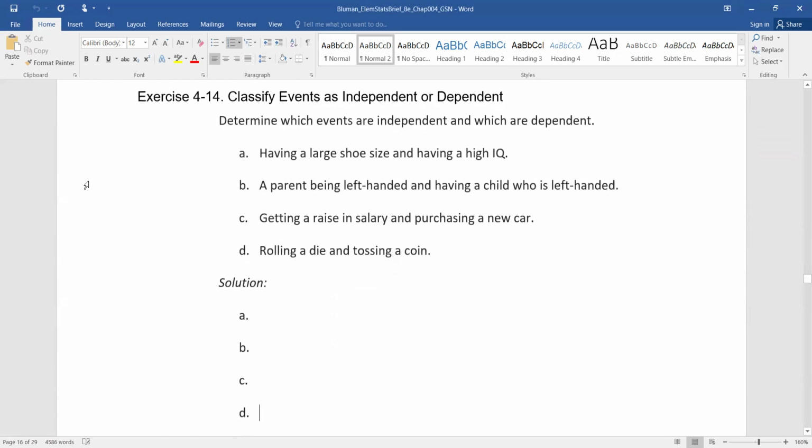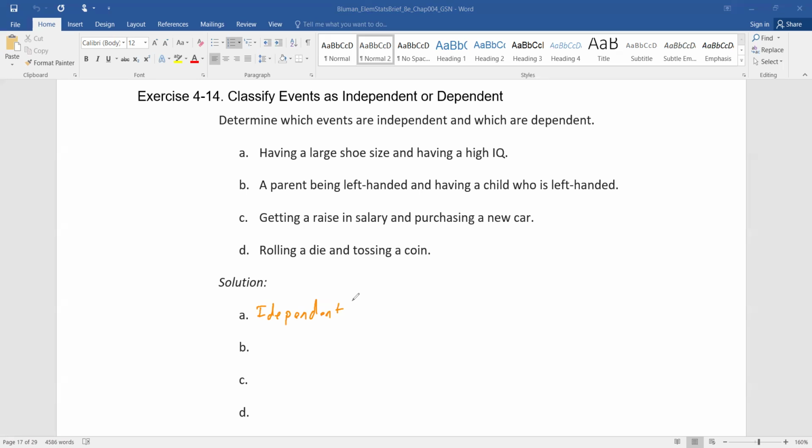So in example 14, we're going to classify each event as either independent or dependent, meaning does the first event happening affect the second one? So here we go. Part A, having a large shoe size, that's the first event. Does it affect having a high IQ? Well, after the last studies I've seen, I see no correlation of shoe size to IQ. So this would be independent of each other. Having a large shoe size does not mean that you'll have a high IQ, and vice versa. Having a small shoe size doesn't mean you'll have a high IQ. So they're independent of each other.